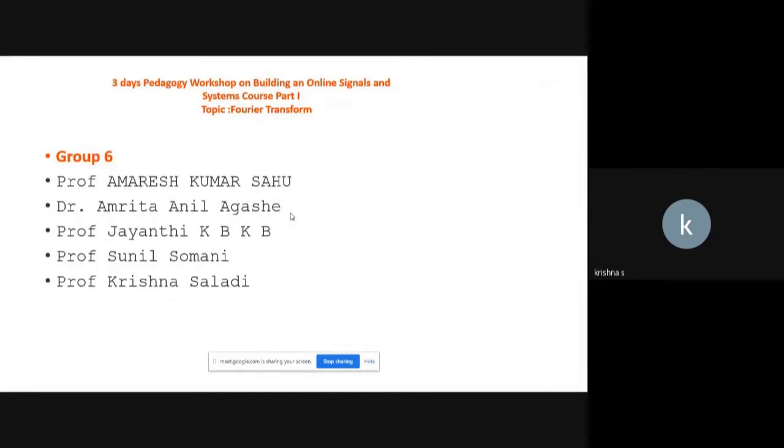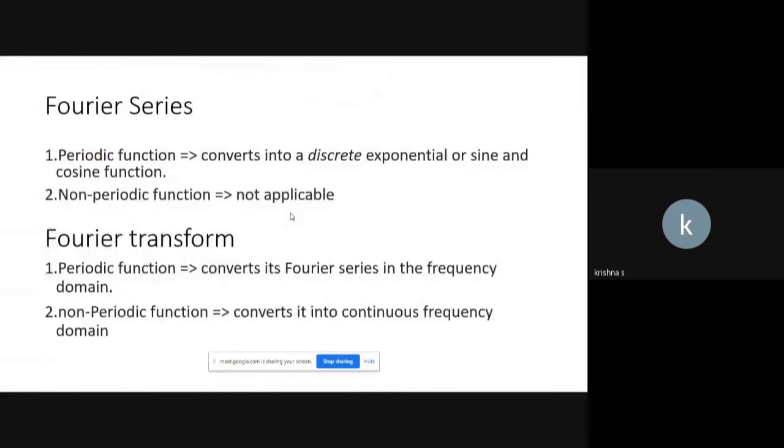In the case of an aperiodic signal, it is a little difficult to apply our Fourier series, because the Fourier series decomposes the signal into sinusoidal and cosine signals, the harmonics. But the Fourier transform represents the signal using exponentials.